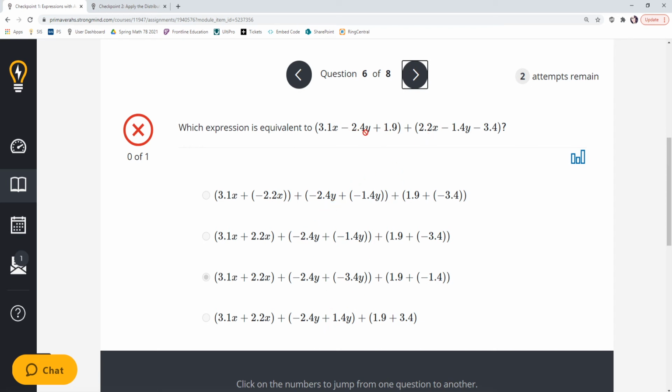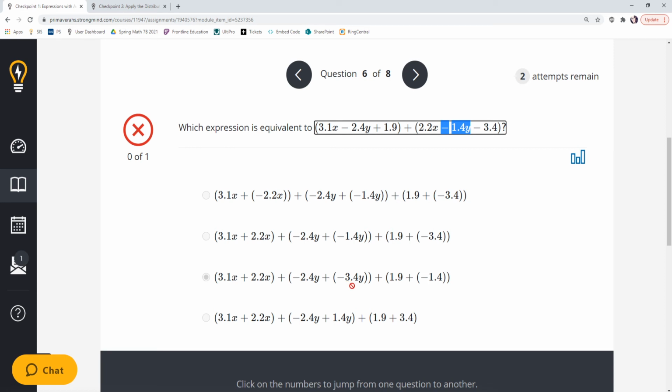When I look at the y's, this 2.4y has a minus sign in front, and this 1.4y has a minus sign in front, which means when I'm looking at my answer choices from these bottom three, I'm looking for one that has both negative signs attached to both of my numbers. So a negative 2.4y and a negative 1.4y.